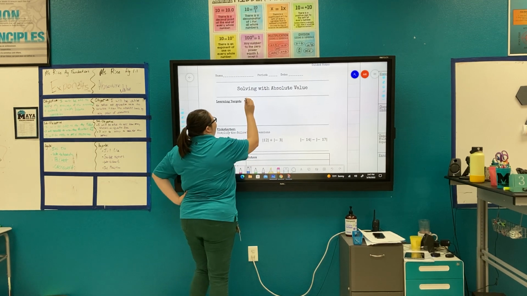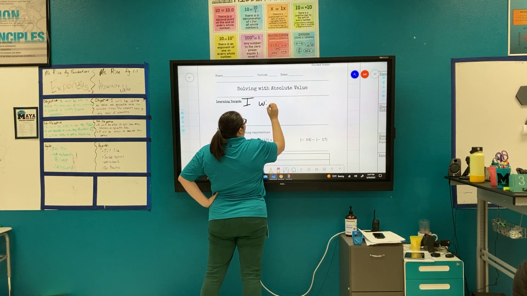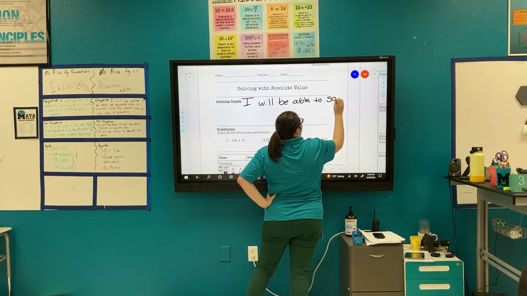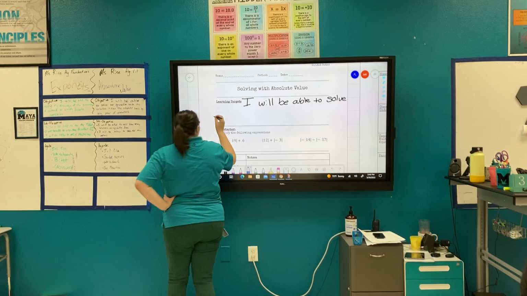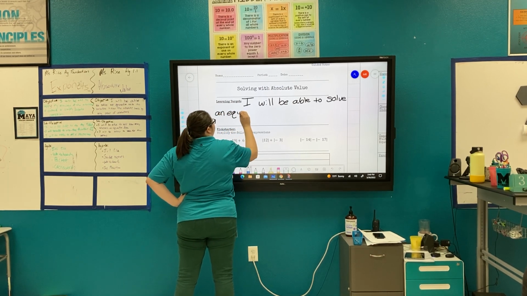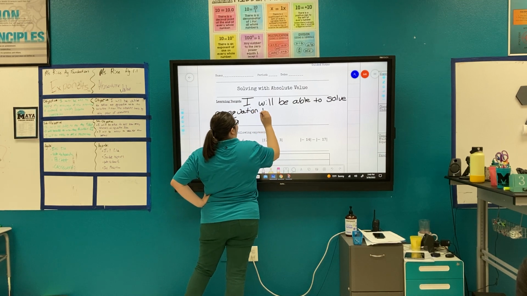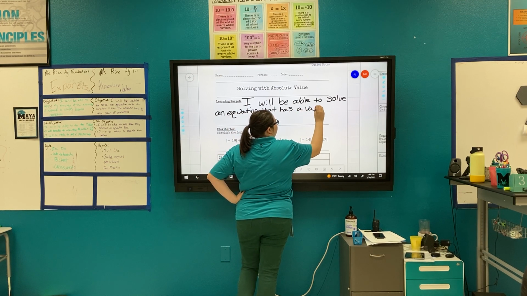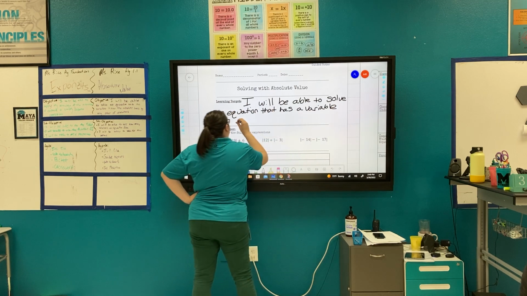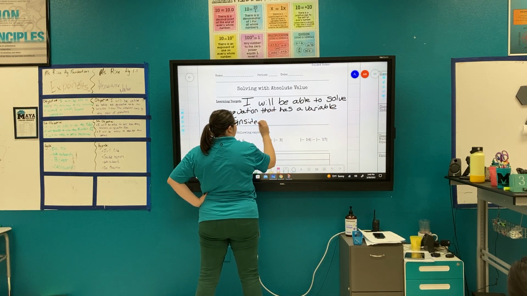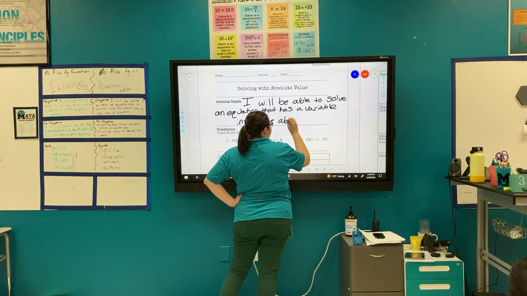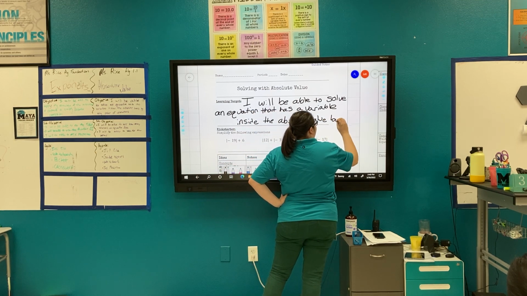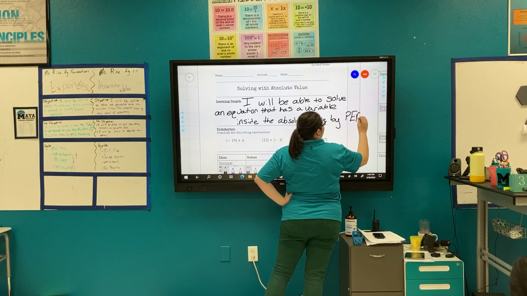So, we're going to start with our guided notes. Our learning target for today is: I will be able to solve an equation that has a variable inside the absolute value bars. By PEMDAS, our order of operations.